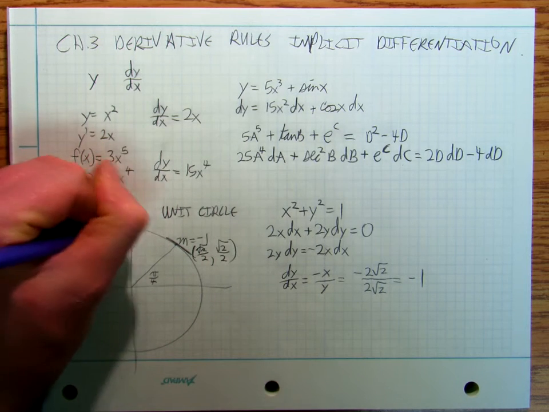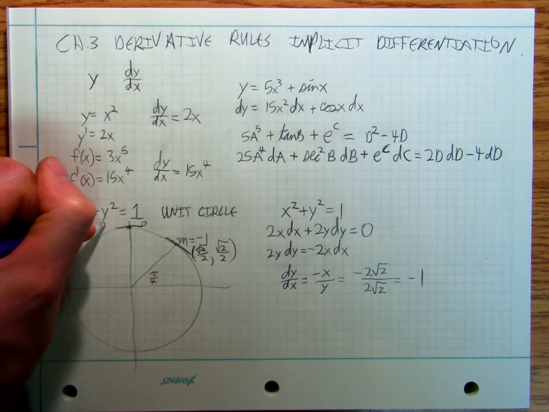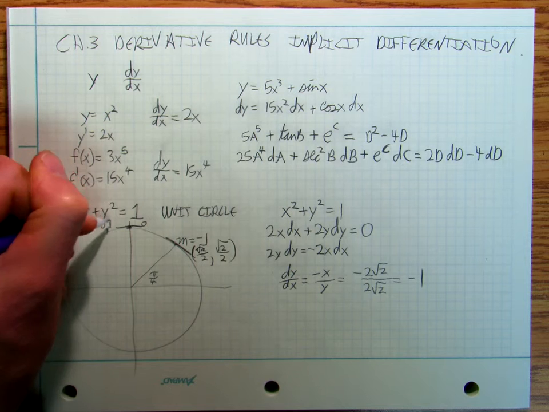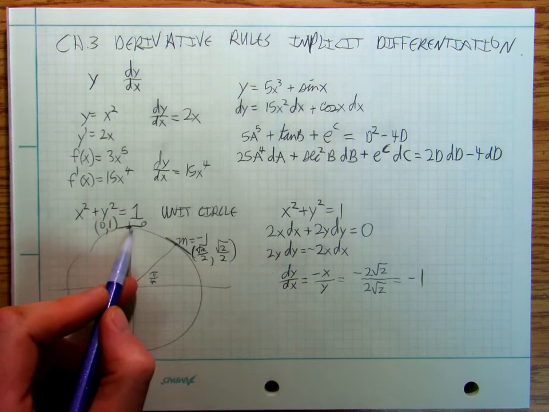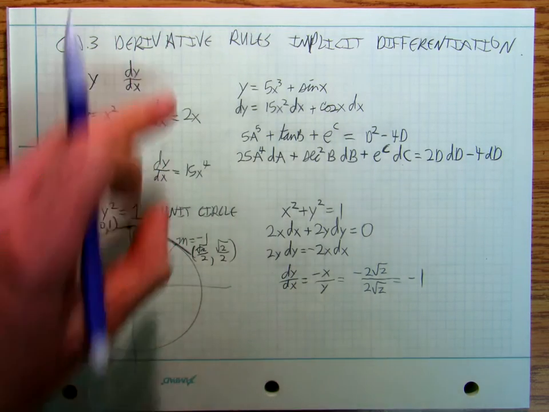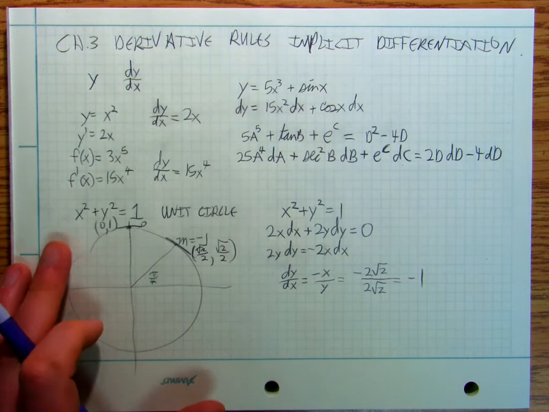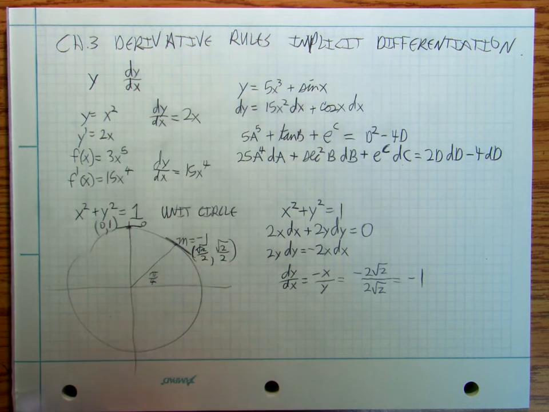What's the slope at that point? I should come up with 0. Well, what's the x-coordinate there? The x-coordinate is 0. What's the y-coordinate? The y-coordinate is 1. So if I go negative 0 over 1, I get 0. So you can use implicit differentiation to find the derivatives of implicit functions.